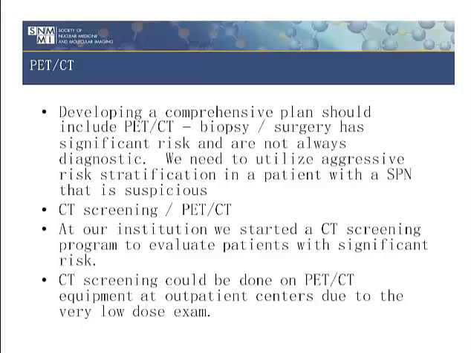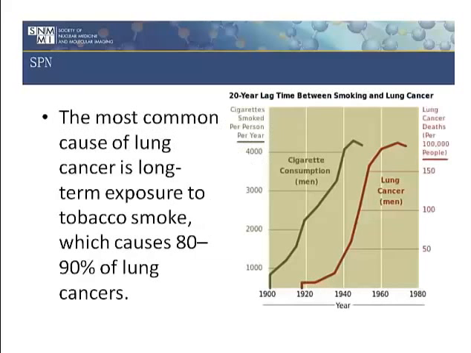The CT screening program evaluates patients with significant risk. For example, that is a 30-pack year history, older than 50, or family history of lung cancer. CT screening can also be done on PET-CT, the very low-dose exam. As you can see, this graph is very simple, but this is US data. The most common cause of lung cancer is long-term exposure to tobacco smoke. I don't think anybody would not understand that, which causes 80 to 90% of lung cancers.